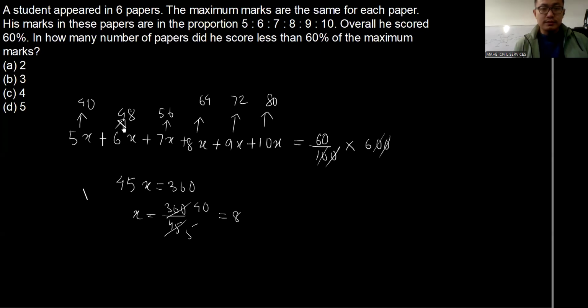In how many number of papers did you score less than 60% of the marks? So in how many papers? 3 papers. So I solved it, if anyone has a doubt, tell me, sir.